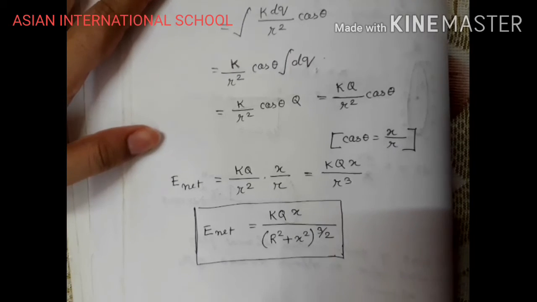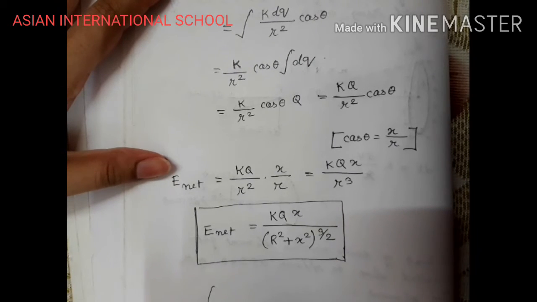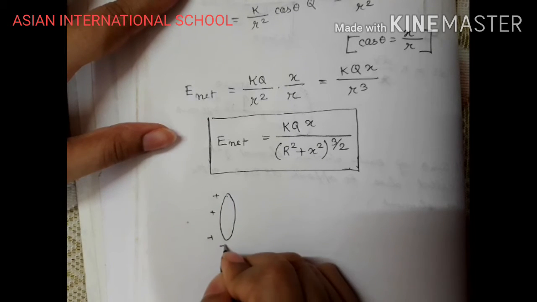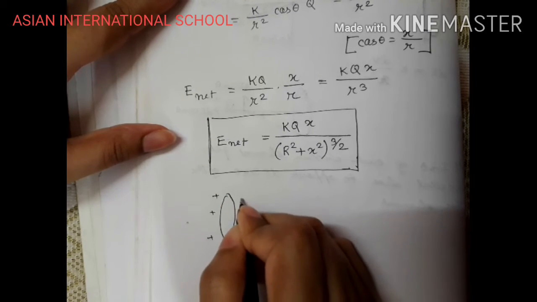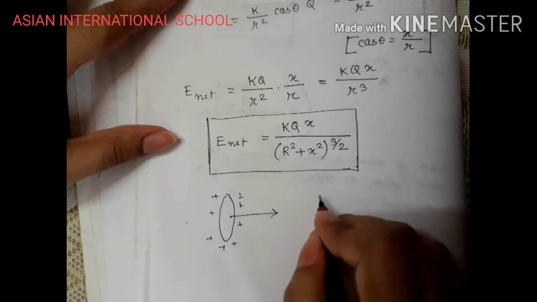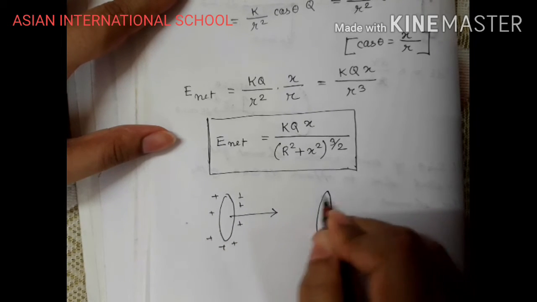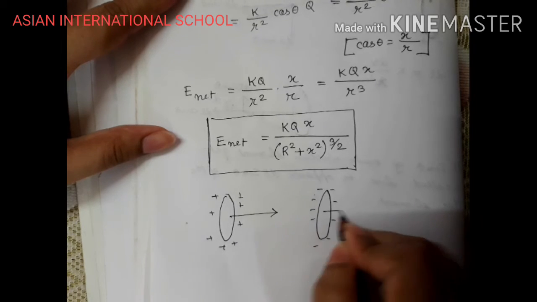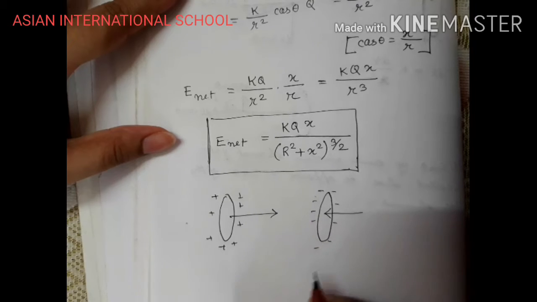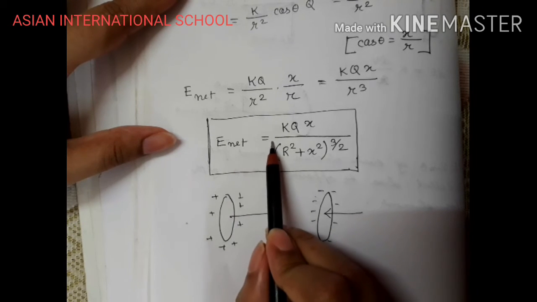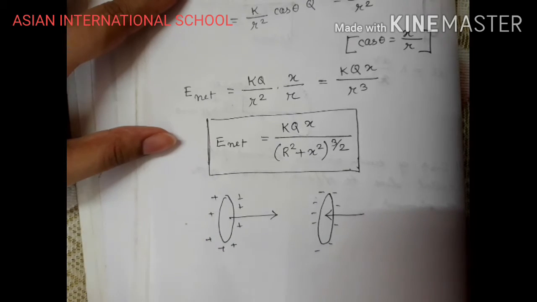Now if the ring is positively charged, and here we are considering the ring to be positively charged, then the electric field will be directed outward from the ring, and if it is negatively charged, then the direction of the electric field will be inward to the ring. So here I have taken a positively charged ring and I am getting a positive electric field.